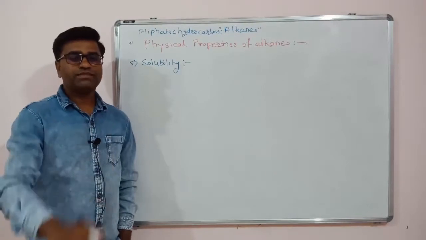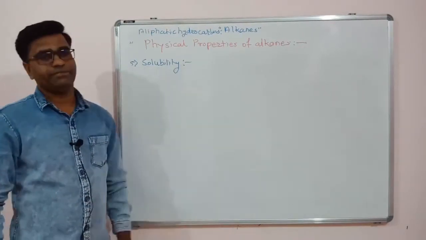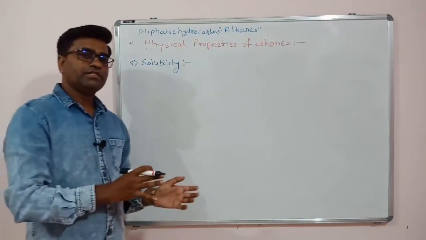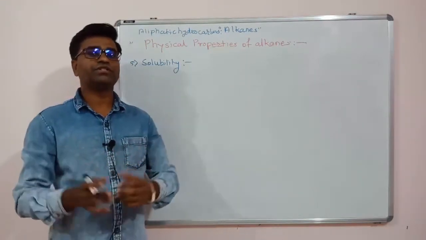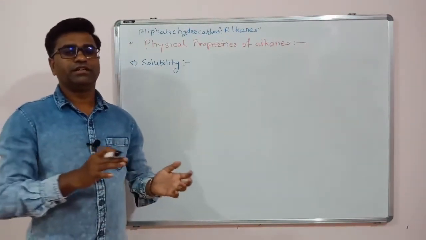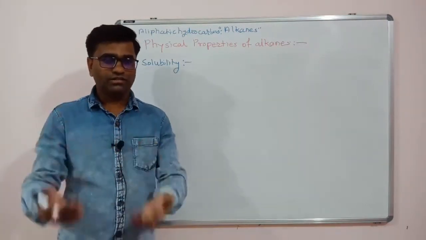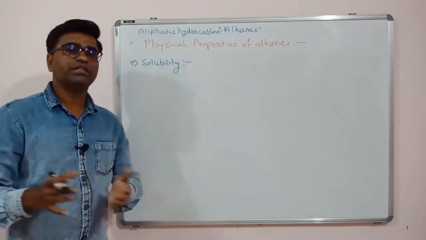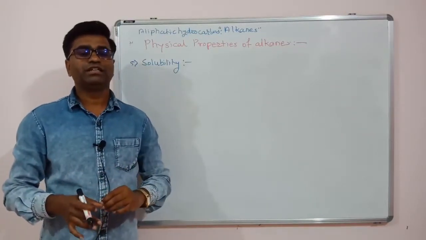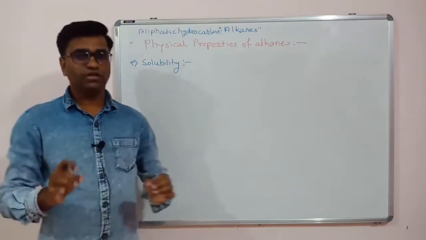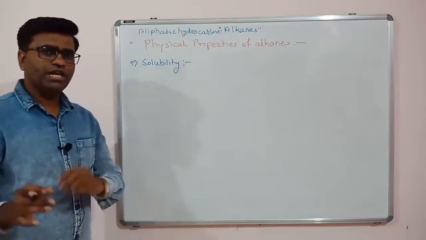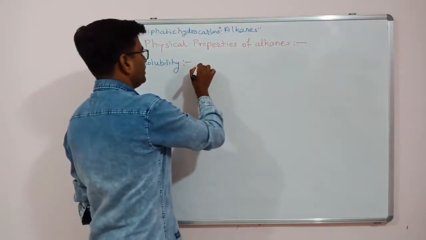Students, the next physical property is solubility. Solubility means our alkanes are dissolved into some solvents, and according to that, how the substances or alkanes are soluble, insoluble or partially soluble, that is called the solubility of our alkanes. So as per the law, like dissolves like.